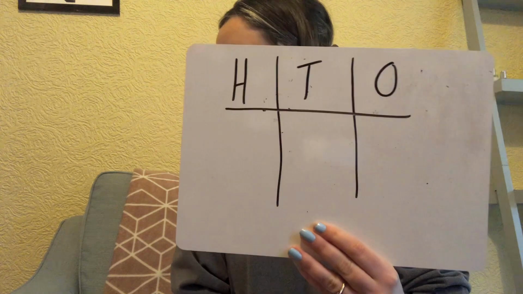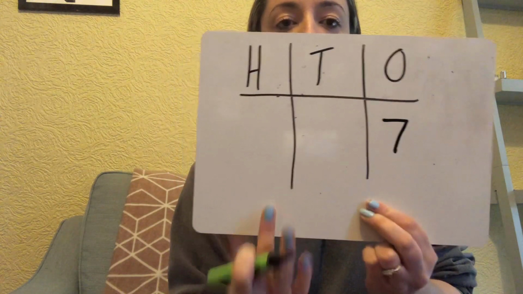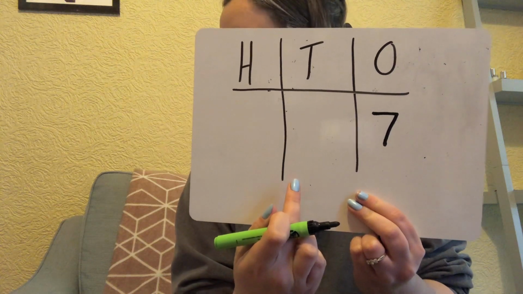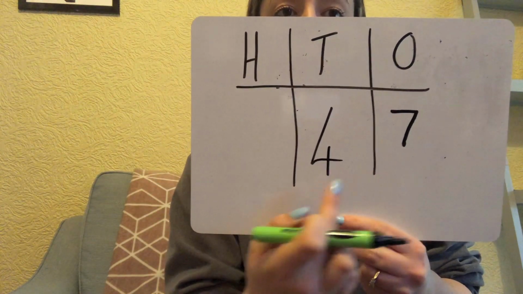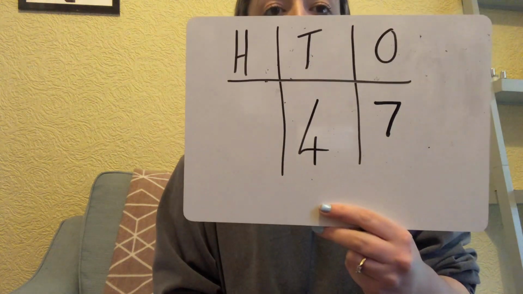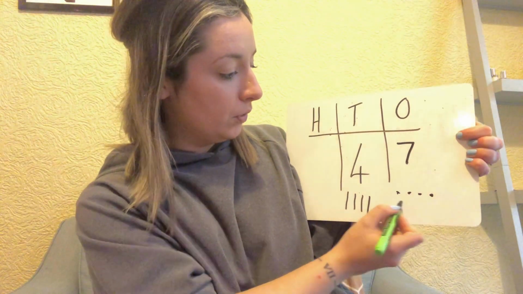Now the number that we had in the ones column was the number 7. So I'm going to put 7 in the ones column. Moving backwards onto the next column, which is the tens, there's the number 4. So I'm going to write 4 in here. As you can see, we've got 4 tens and 7 ones. Now if I was to draw that to represent it as drawing, I would have 4, 1, 2, 3, 4 tens, and I would have 7 ones. 1, 2, 3, 4, 5, 6, 7.